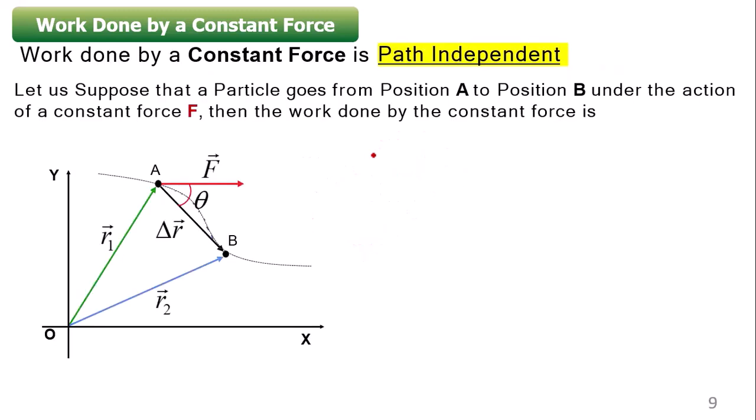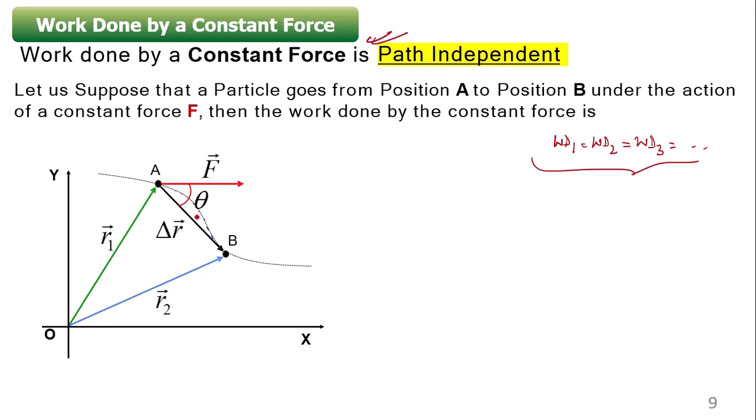Whenever I displace the particle by any of the paths, the work done is path independent. That means the work done in path number 1 equals the work done in path number 2, equals the work done in path number 3, and so on. That means it does not depend on the path.